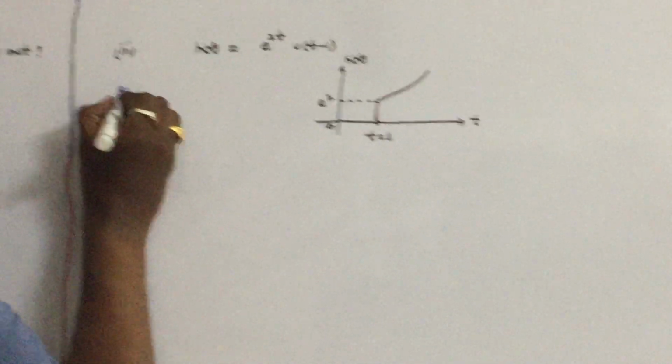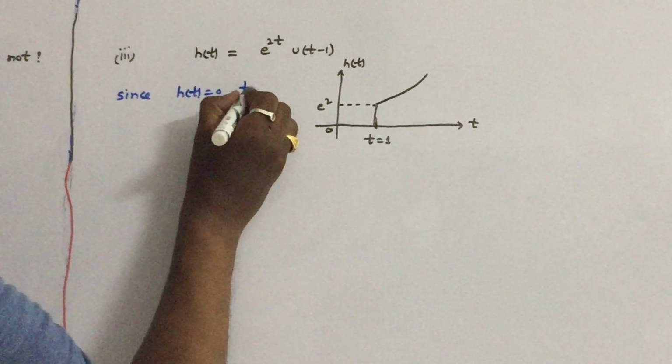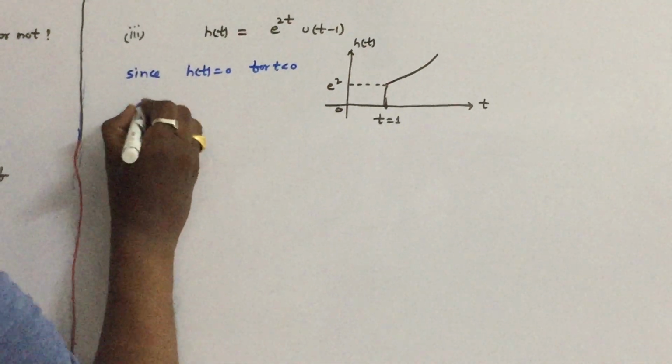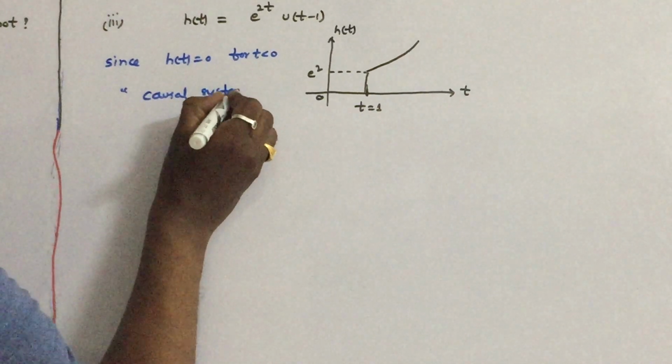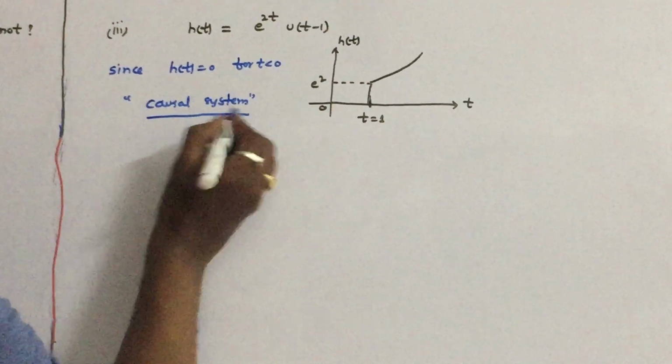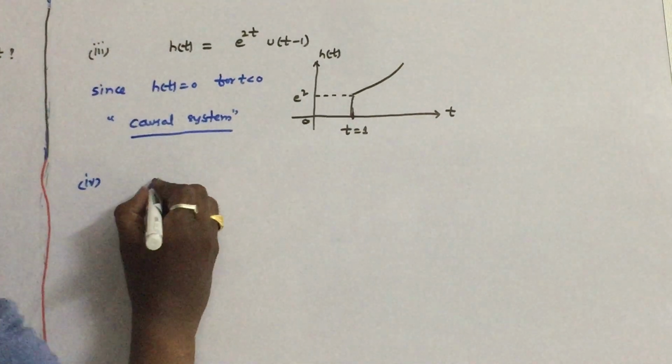So we can write it as, since h of t is equal to 0 for t less than 0, the system is said to be a causal system. So let us see the last example. So what is h of t?